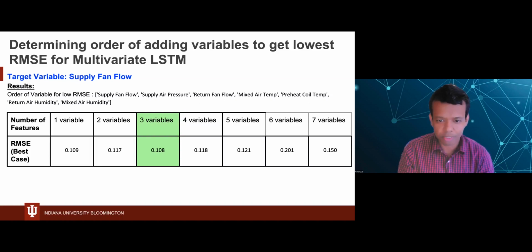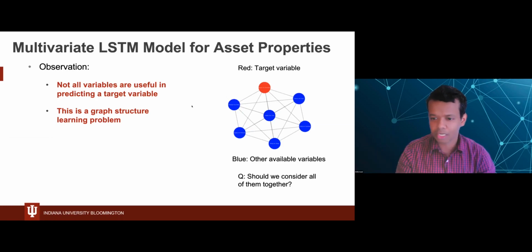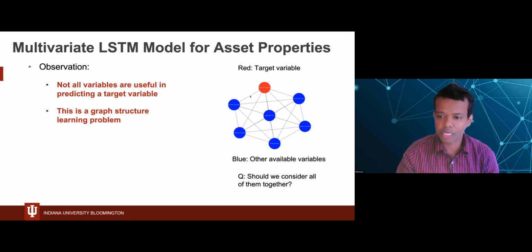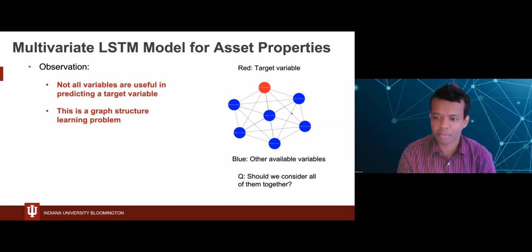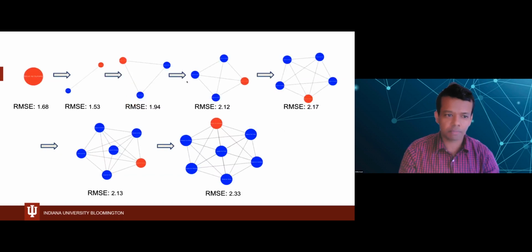So if I generalize, the problem is like this. We have 7 variables. We can represent this as a graph like this, where the red vertex or red node is my target, and all the other blue nodes are additional information that I have. And we are asking the question: when you predict something on this particular red node, should I use all available blue nodes, or all the connections that we have in this graph? And the general answer is no, because when we keep 1 edge in the graph, or 2 edges, or 3 edges, or 4 edges, the error actually changes. And the best result for one particular example is just to use 2 edges in the graph. Maybe in another case, it will be 3 or 4.